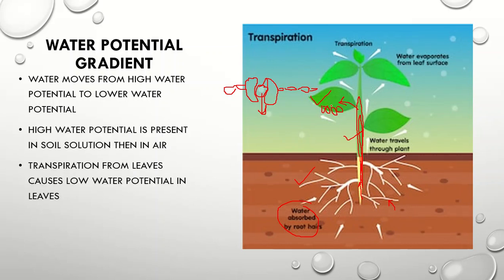When they reach the leaves, transpiration occurs. How does transpiration occur? Because outside the water potential is low and inside the leaf it is high. So the water will leave from inside the leaf and enter into the air. It means the water vapors will move outside, and this process is called transpiration.